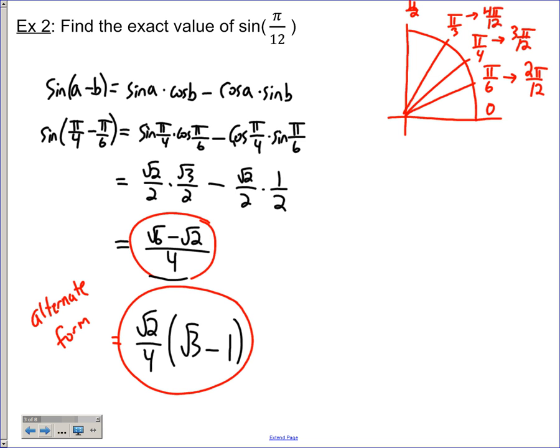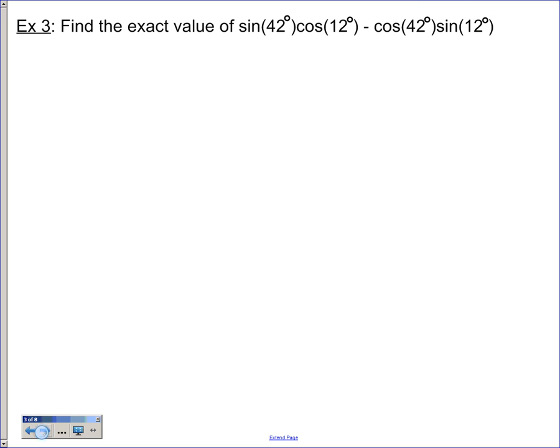I just realized I made the same mistake in the previous problem. Our denominator in the previous problem should also be 4. So example 1 should be square root of 6 minus square root of 2 all over 4. All right, let's move on to example 3.